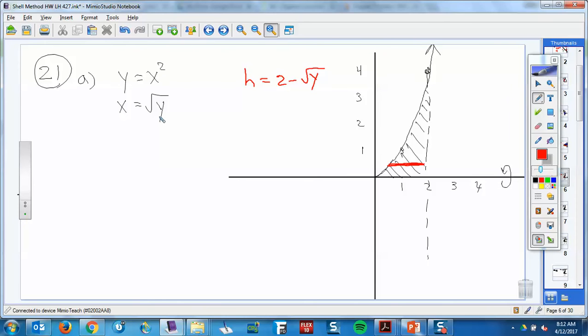Did I do the right problem? Is that 21? That's weird. Really? Oh, that's easy to fix.